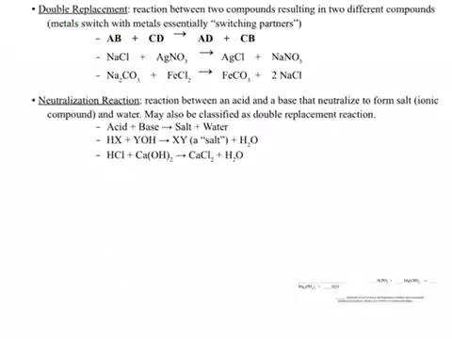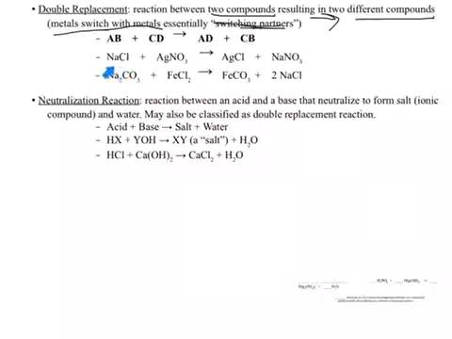Double replacement is when you have a reaction between two compounds, and then after it reacts, it results in two different types of compounds. Essentially what happens is that the metals switch with each other, and it's like having new dancing partners. So the general formula is if we have compound AB plus compound CD, A and C, the metals, are going to switch places with each other. So now A is with D and C is with B.